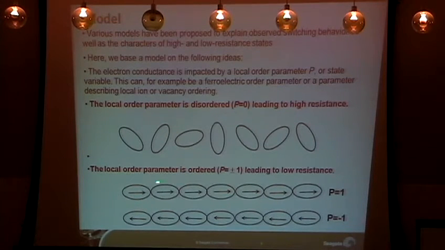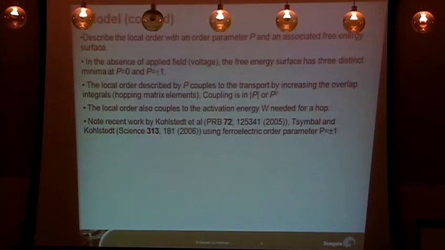And I just want to point out that in this case we have three states of the order parameter that we deal with: 0, the disorder, and plus/minus 1, which are locally ordered. Then we will associate with the order parameter a free energy surface. And as I said, we will put the minima at 0 and plus/minus 1. And what we wanted to do is to couple this with a microscopic or coarse-grained microscopic description of the conductance.